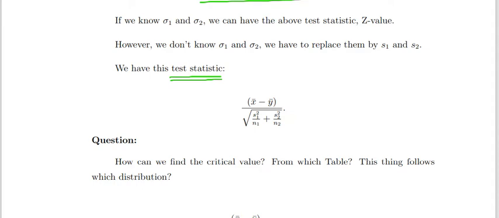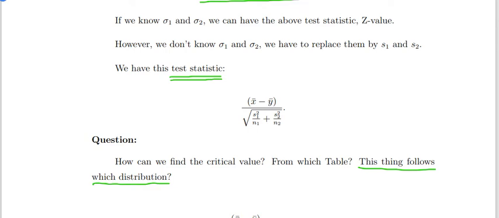So the p-value and critical value depend on its distribution. So how can we find the p-value, or how can we find the critical value? Which table should we check? Z table or T table or another table? Here we have this question: these things follow which distribution? If it follows the standard normal, then we check the Z table, right? If it follows the T distribution, we check a T table. So we should know that.